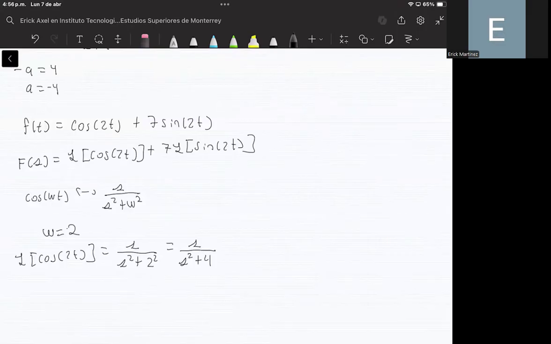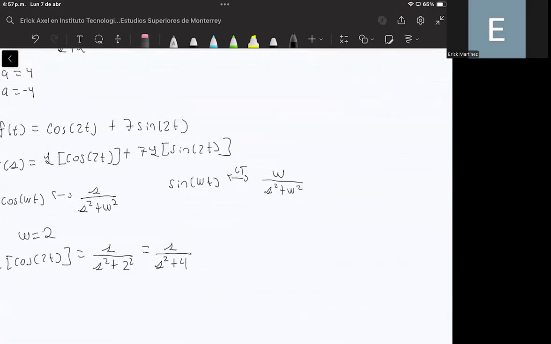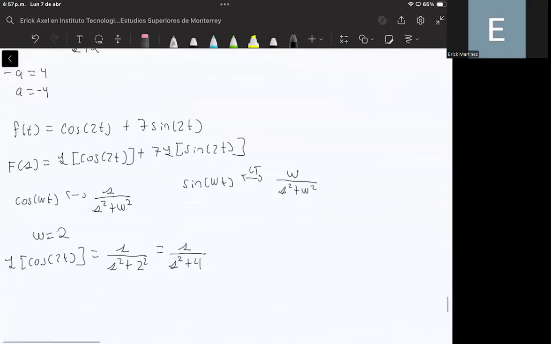And we can do a very similar thing for the sine wave. Okay, we know we have a table that relates the Laplace transform of the sine wave, and this is equal to omega divided by s squared plus omega squared. So based on this, we know the value of omega, this is equal to 2. So we can compute the Laplace transform as follows.